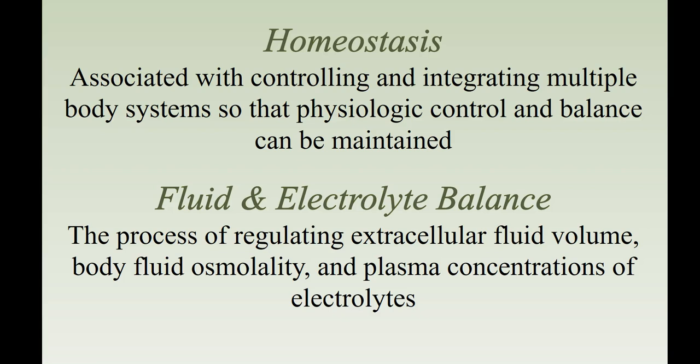Okay, so homeostasis is associated with controlling and integrating multiple body systems so that physiologic control and balance can be maintained. And that's just exactly what you said. It's dependent on multiple physiological processes, and an imbalance can result from a variety of conditions. And also an imbalance can affect chronic and acute illnesses, as well as chronic and acute illnesses can create an imbalance in homeostasis.